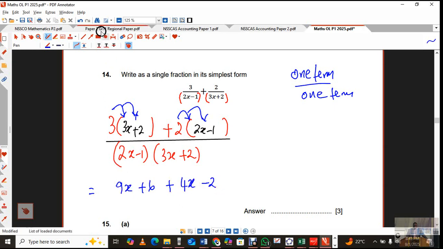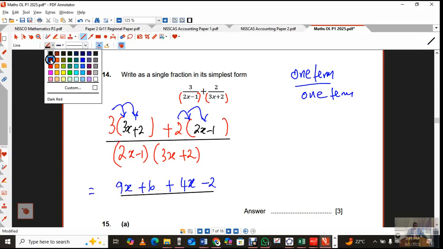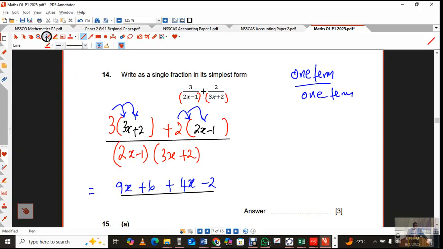Very important that you see that. That is going to be my numerator. Remember I said the denominator should be written as it is. Don't do anything to it. Okay, this is just over 2x minus 1, 3x plus 2. Now you might ask what will happen if I was to multiply out that denominator. Well, technically nothing, but it's unnecessary work and try to avoid those.